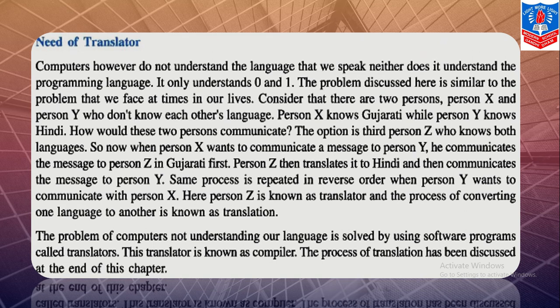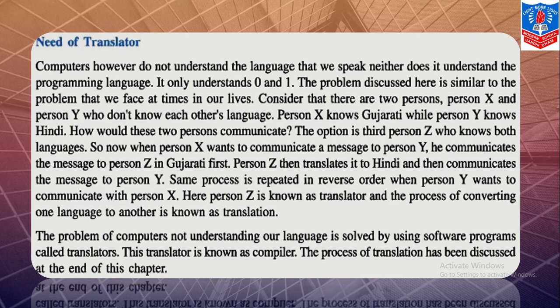So, the need of a translator. Computers do not understand the language that we speak. Neither does it understand the programming language. It only understands 0 and 1, the binary language. The problem discussed here is similar to a problem that we face at times in our lives. Consider that there are two persons, person X and person Y, who don't know each other's language. Person X knows Gujarati while person Y knows English. So how would these two persons communicate?